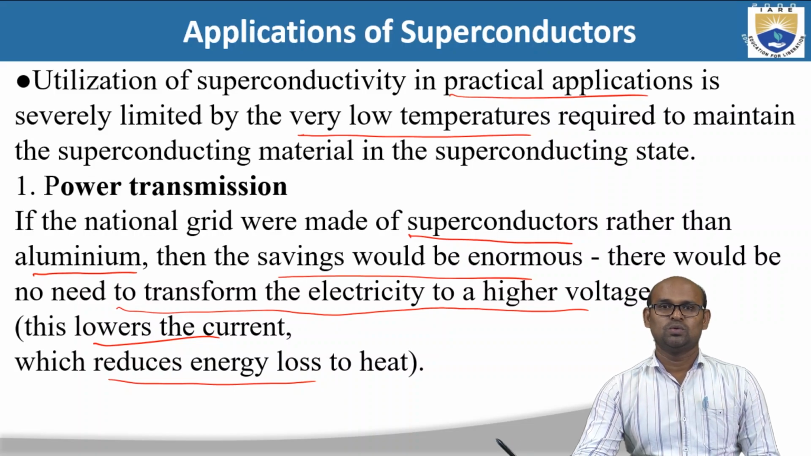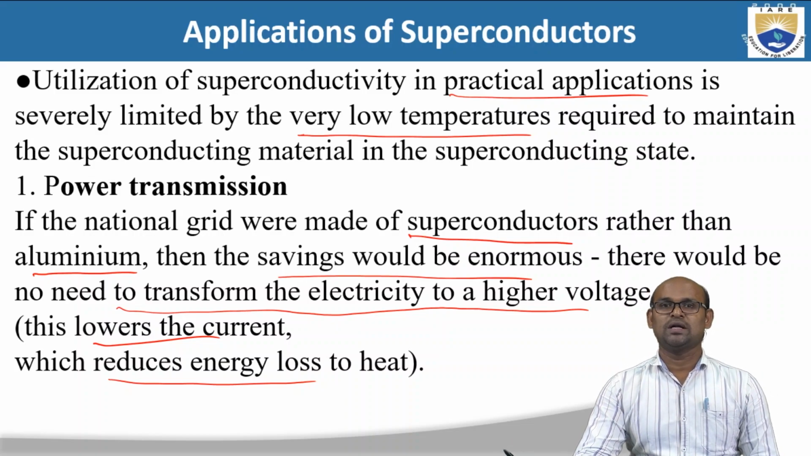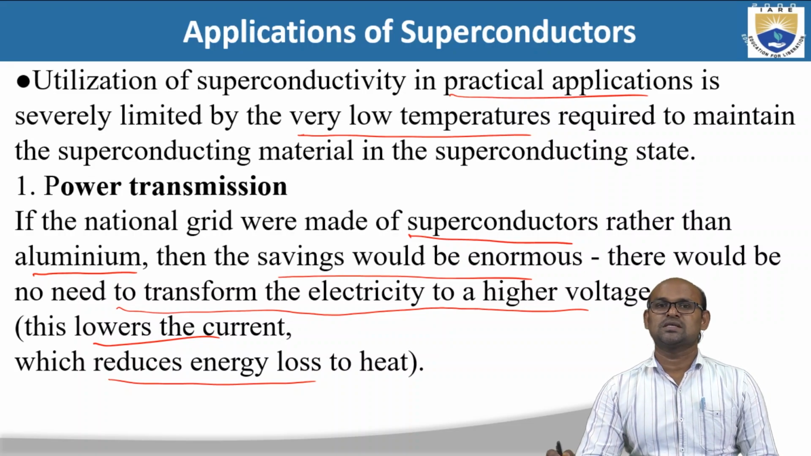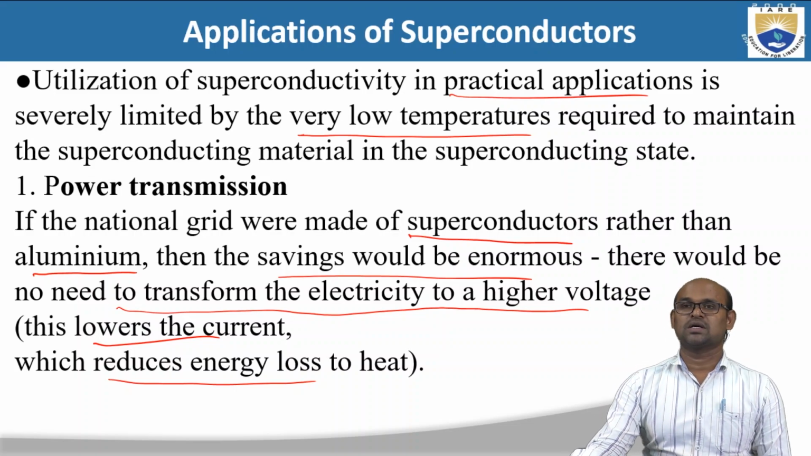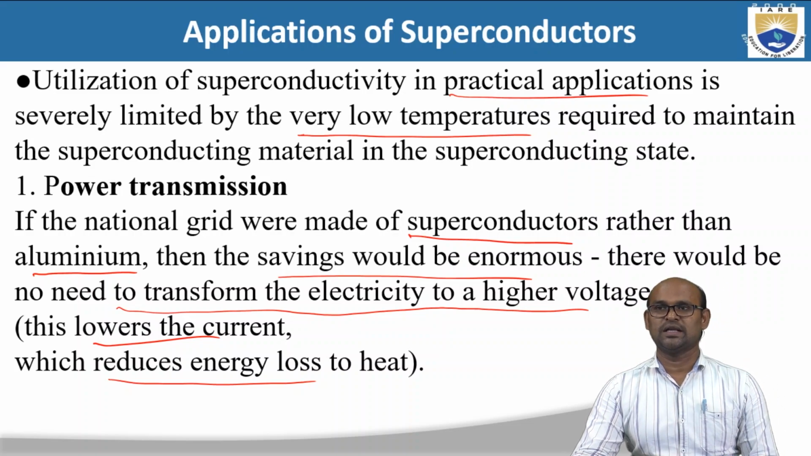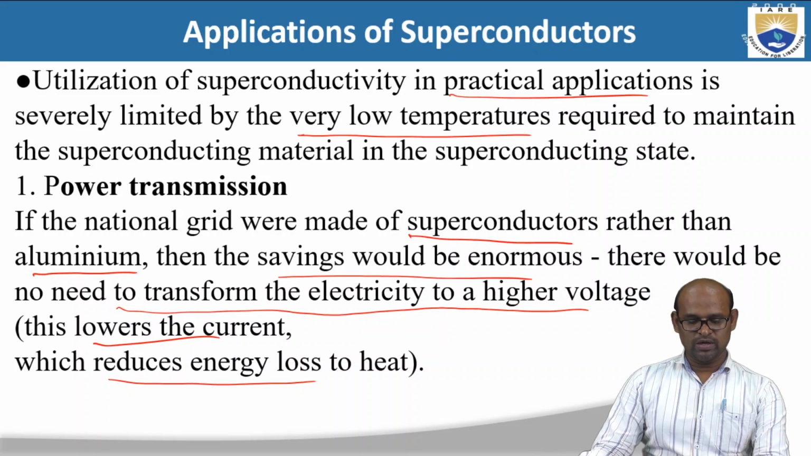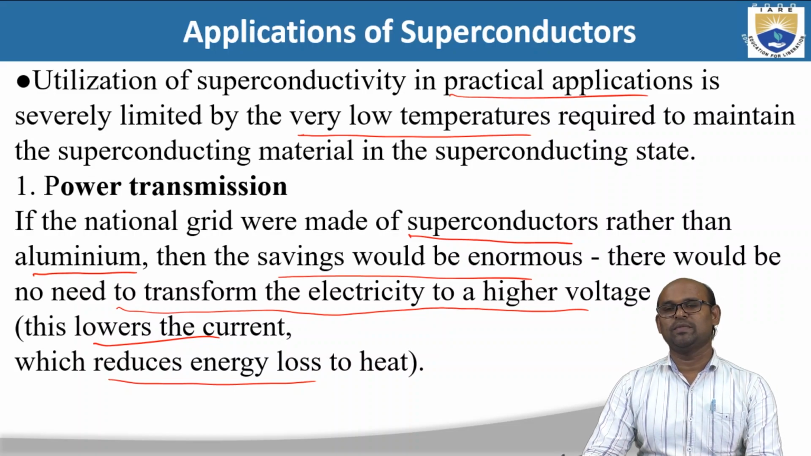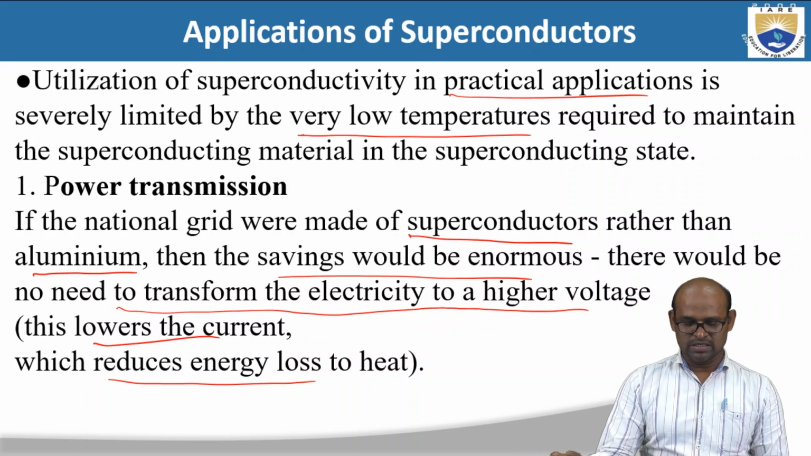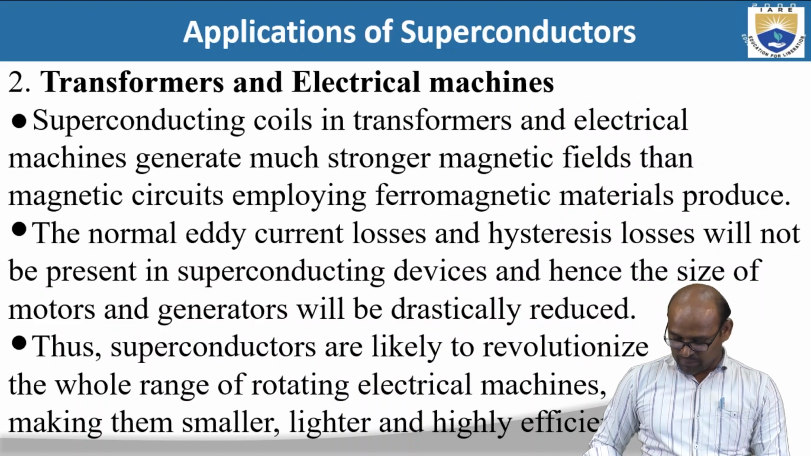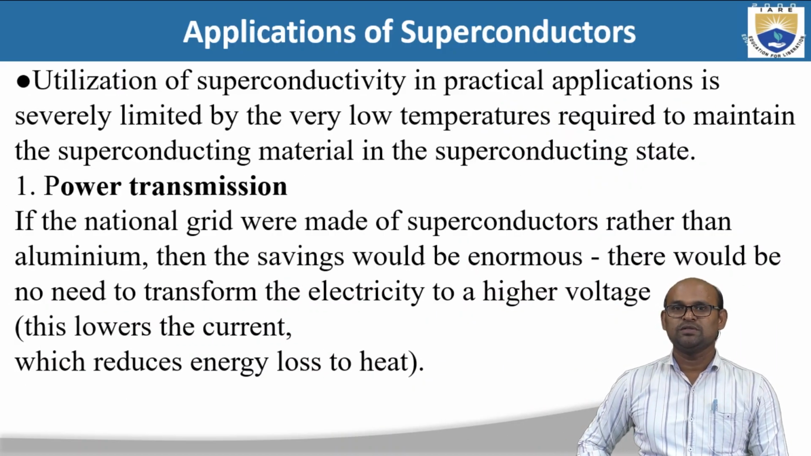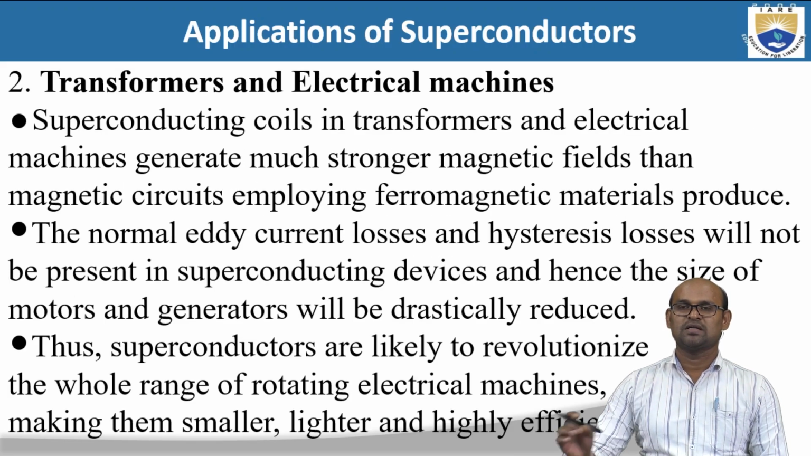We know that once we induce current in a superconducting ring, this current will flow forever, for about one lakh years. That is why, if we replace aluminium by a superconducting material, we can save a lot of money in power transmission. So the first application of superconductors is power transmission.